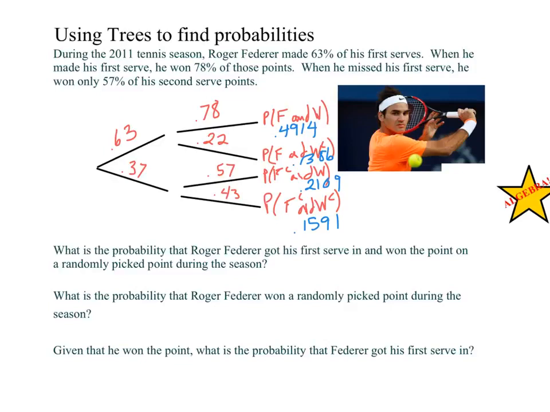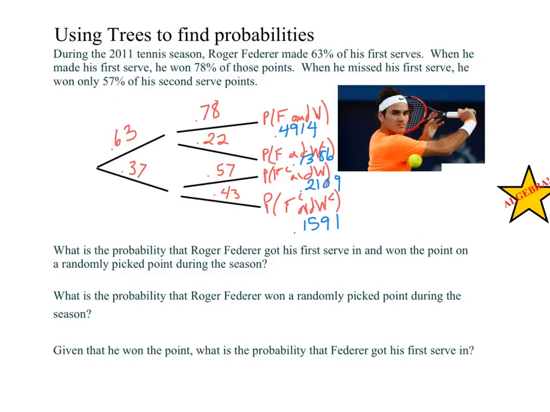Okay, so I have put in these numbers now, and I just want to call your attention to a couple of things. First of all, we multiplied along here. We got 0.4914. We multiplied along here. We got 0.1386. I want you to notice that if you added those two together, you would get 0.63 because it's all of the first serve points, won or lost. And same thing down here. If you added these two up, you would get 0.37. If you added all four of the blue numbers up here at the end, you would get 1 because it constitutes the entire sample space.